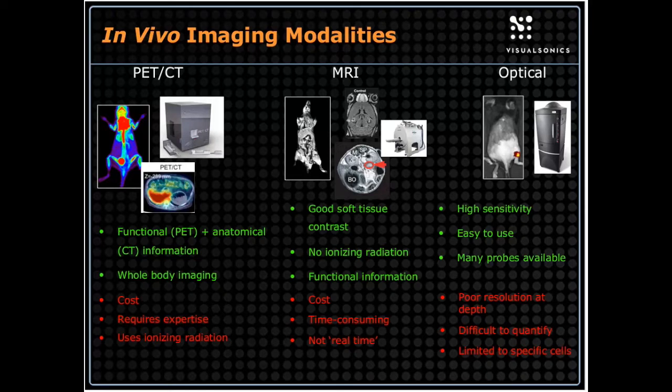And for optical, there are many different probes available, fluorescent probes, to be able to tag different things and do molecular imaging. The limitations with optical: the resolution at depth is quite poor because of the scattering of light in tissue. That also makes it very difficult to accurately quantify, especially signal that's deep within the tissue. It can also be limited to specific cells if you're doing things like reporter imaging.